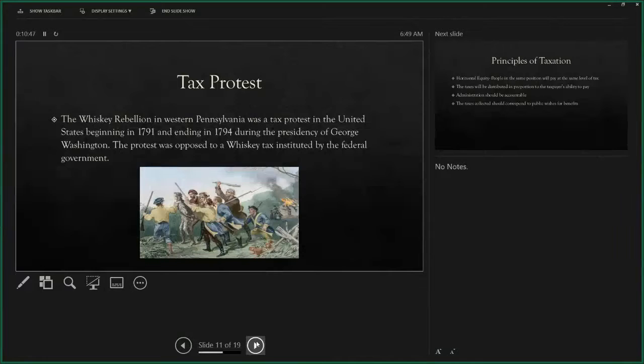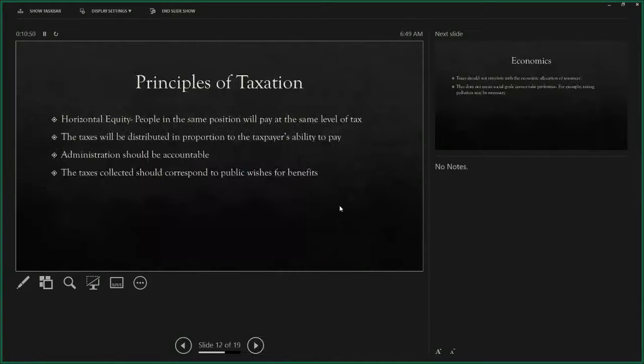Well, some of the things that we need to institute to make taxes basically fair, equitable, and to make sure that we don't cause protests and that people will agree enough to pay the taxes because they feel they're getting their value out of them, is that people in the same position will pay at the same level of tax. So people in the same economic position would pay a similar tax, basically. It's equity horizontally across groups.